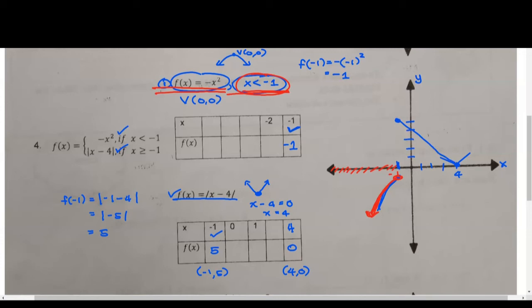Ayan. Okay? So, wala nang arrowhead dito kasi ang graph ng absolute value of x minus 4 ay para lamang sa x greater than negative 1. Nasaan yung x greater than negative 1? Ito, oh. Diyan lang natin makikita ang absolute value. Wala dun sa other side. So, that's why endpoint na dito sa may negative 1.